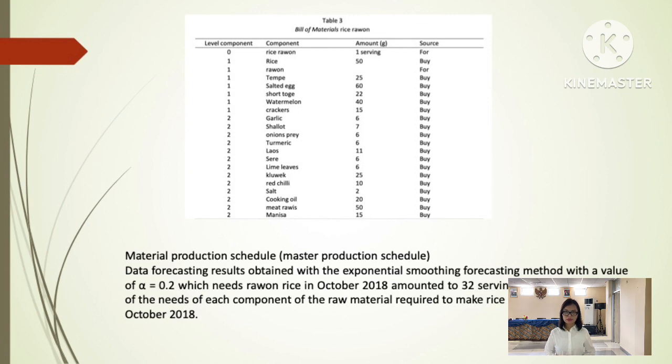Master production schedule. The forecasting result was obtained with the exponential smoothing forecasting method with a value of alpha equal to 0.2, which means rawon rice in October 2018 amounts to 32 servings. Here are the details of the needs of each component of the raw material required to make rawon rice for the month of October 2018.